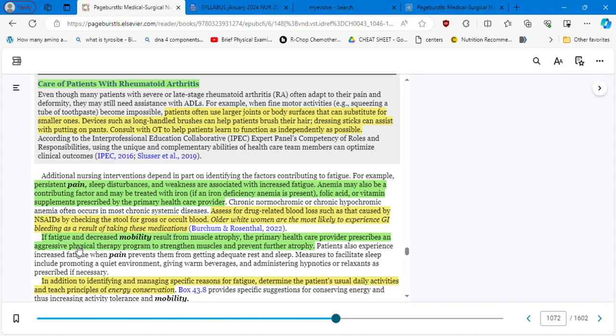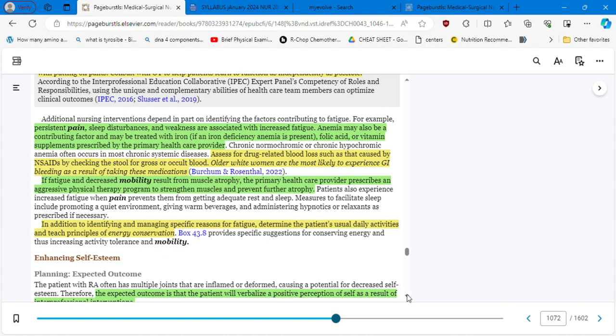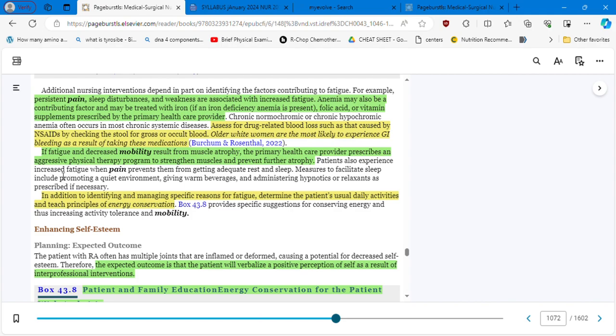We reviewed that before. If fatigue and decreased mobility result from muscle atrophy, the PCP prescribes an aggressive physical therapy program to strengthen muscles and prevent further atrophy. And trust me, those aggressive physical therapy programs work. I am telling you. In addition to identifying and managing specific reasons for fatigue, determine the patient's usual daily activities and teach principles of energy conservation.